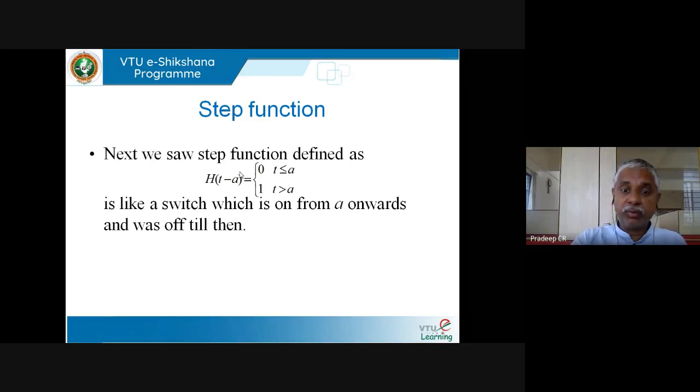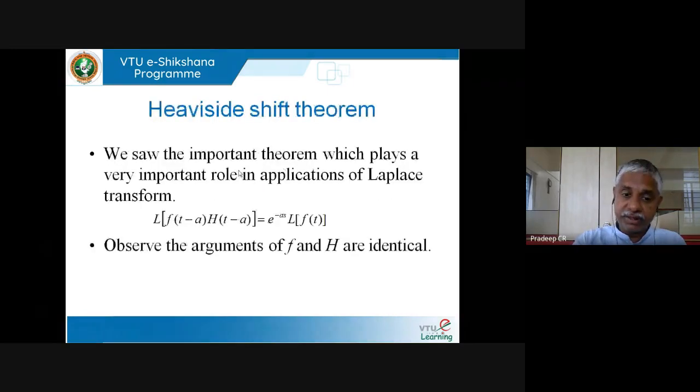What is important about it? The most important thing is the second shift theorem, which is Laplace of f of t minus a into h of t minus a is e^(-as) times Laplace of f(t). That is the formula. It's a very easy formula. It's not at all difficult. If you understand what these functions are, it's very easy. This follows straight from the definition. But these proofs are not in your syllabus, so I won't write the proof. But you must remember this.